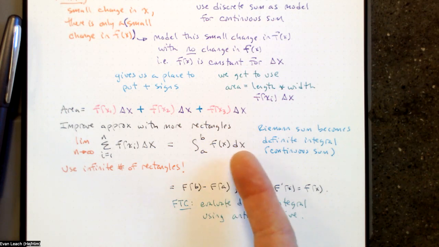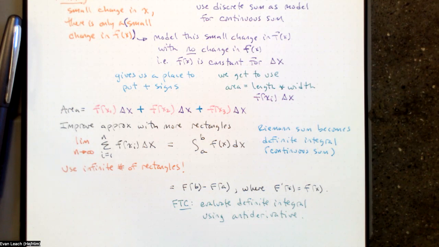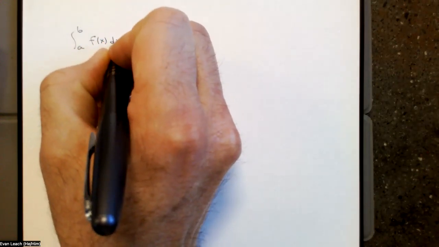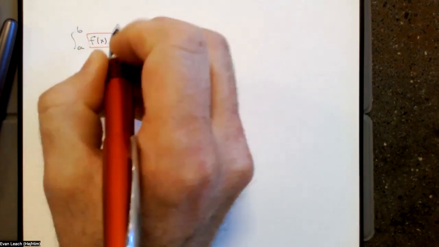This symbol says evaluate f of x times dx at all these values from a to b, at all those x values. The integral symbol is telling you what to plug into the expression f of x dx. That's what we want to see when we look at this expression. So when I see the expression integral from a to b of f of x dx, I'm reading this as evaluate f of x dx at all the values from a to b, and then add them up. So we're going to think about evaluating.